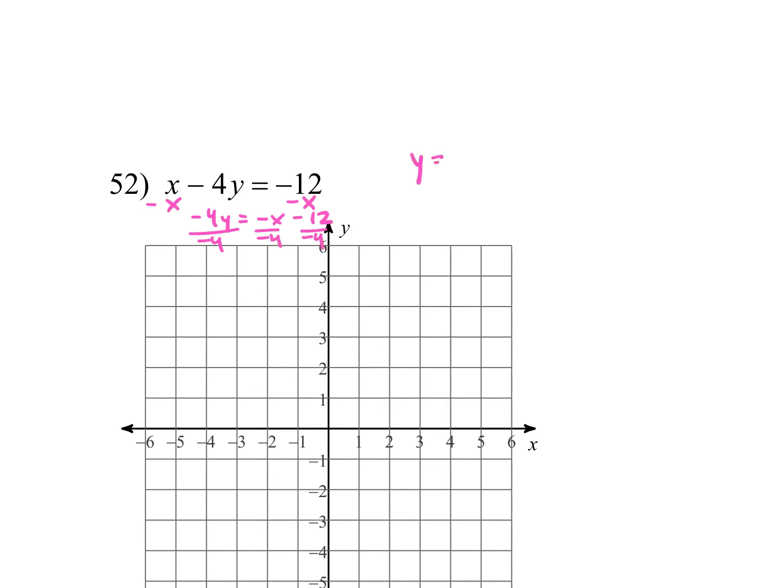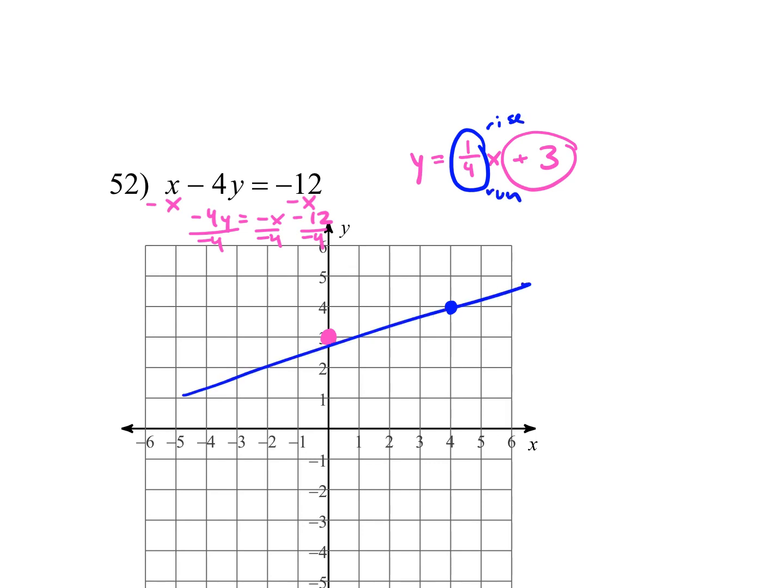So I get y is equal to 1 over 4x, awesome, plus 3. So what's my y-intercept? 3. So I'm going to put a point at 3 on my y-axis. And what is my slope? 1 over 4. So I'm going to go up 1 to the right 4, because it's rise over run. And then just connect your 2 dots.